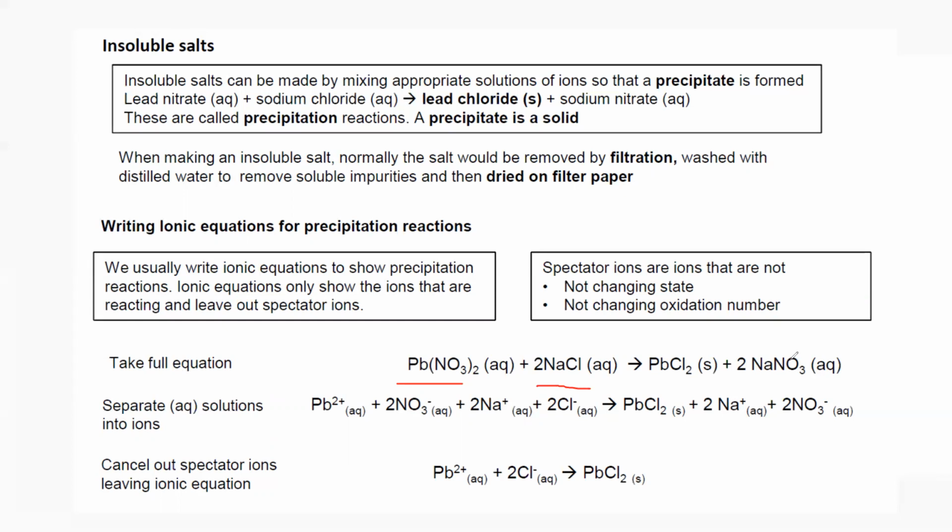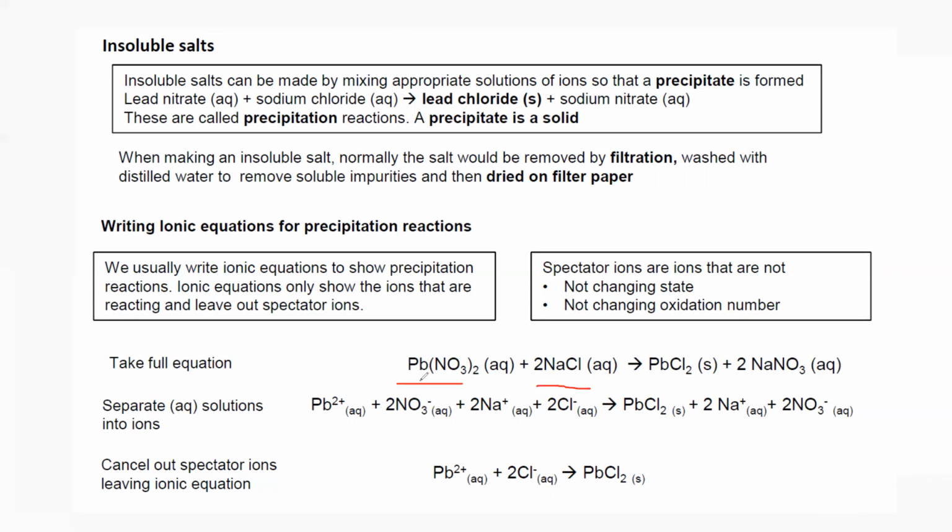And when we check the solubility, almost all nitrates are soluble, most chlorides are soluble except silver, mercury, and lead. Most sulfates are also soluble except barium, calcium, and lead. And most carbonates are insoluble except potassium, sodium, and ammonium. So in this case, we take equal concentrations of the two solutions and mix them together in the ratio of their volumes.